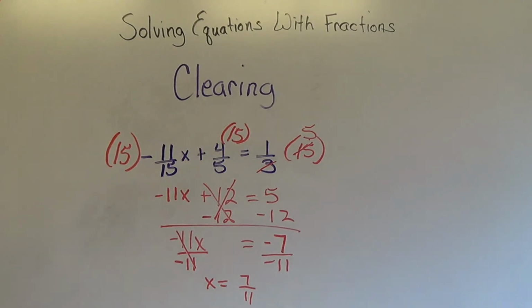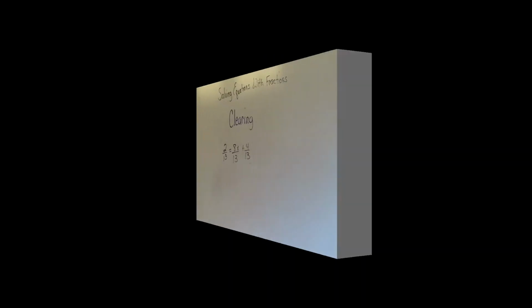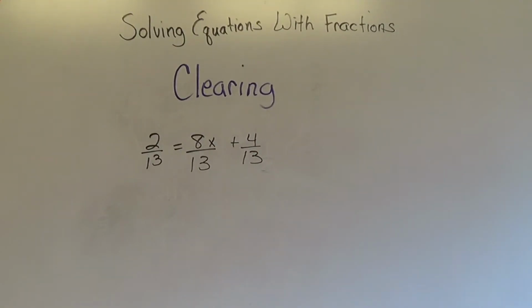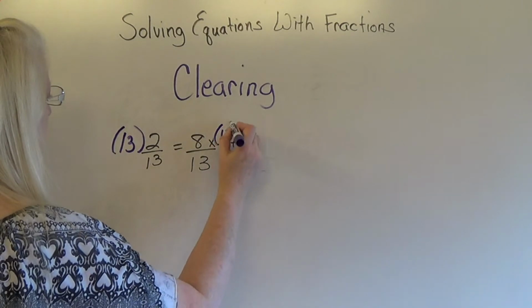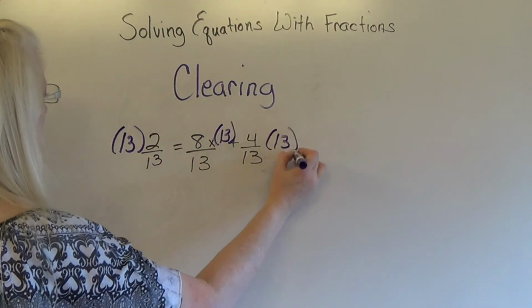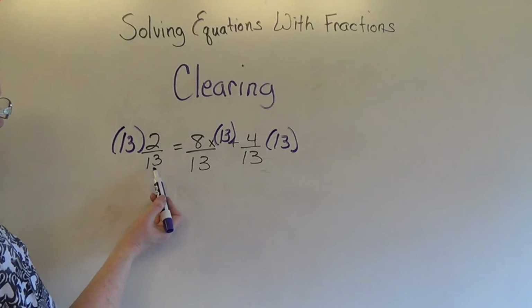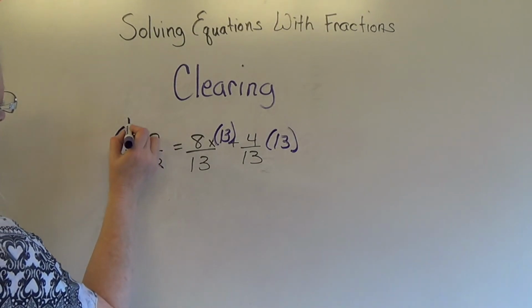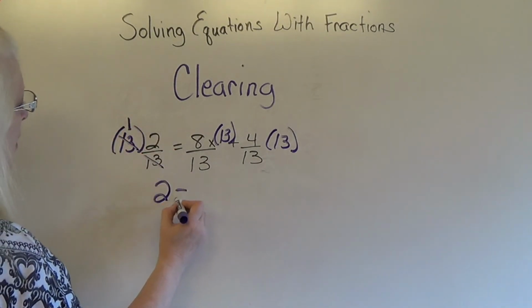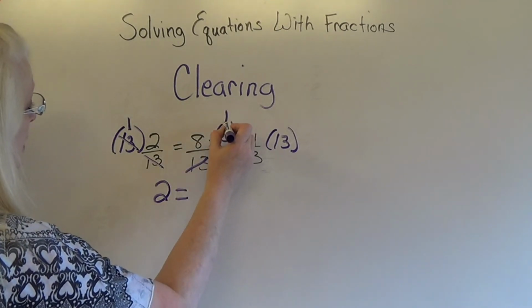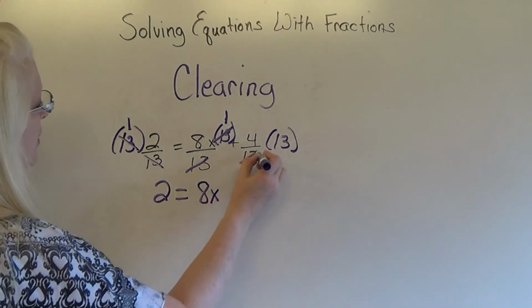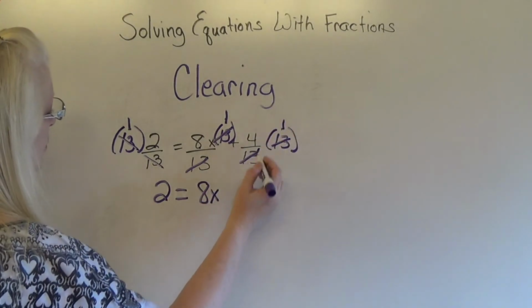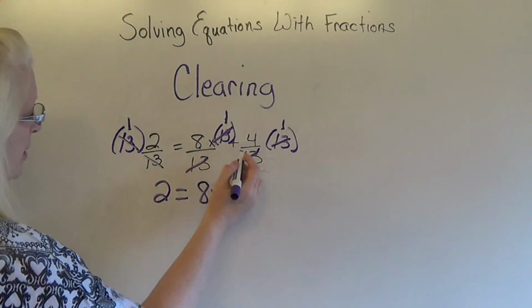Let's take a look at another one. In this problem, I have a denominator of 13. And we can get rid of that. So if we multiply each of these terms by 13, alright, so this one on the left side, 13 goes into 13 one time, and 1 times 2 is 2. 13 goes into 13 one time, and 1 times 8 is 8. I'm just going to drop the x down, and then 13 goes into 13 one time, and 1 times 4 is 4, and it's positive.